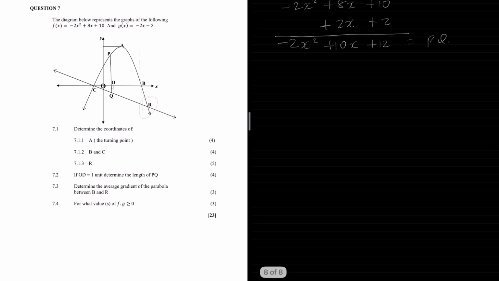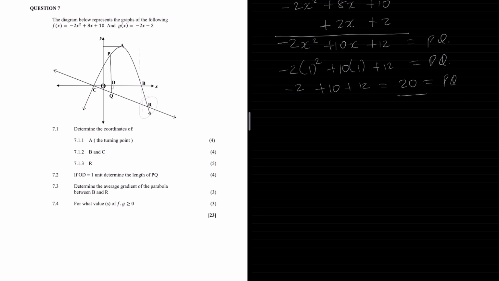Now we know the x value, it's 1, so we substitute 1 in. So minus 2 times 1 squared plus 10 times 1 plus 12, and that's equal to the length of PQ. So minus 2 plus 10 plus 12 is equal to 20, and that's PQ. It's 20 units.